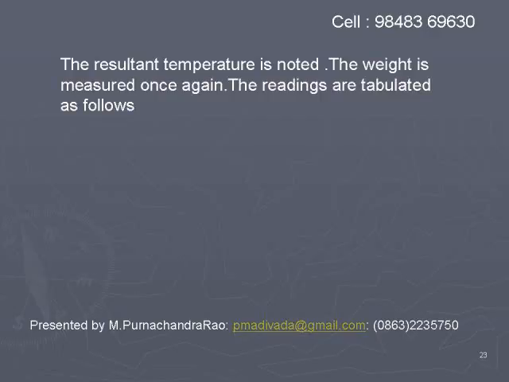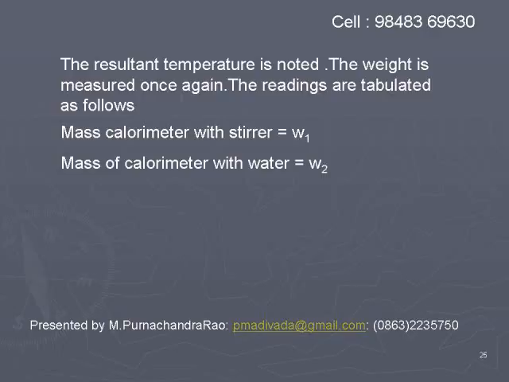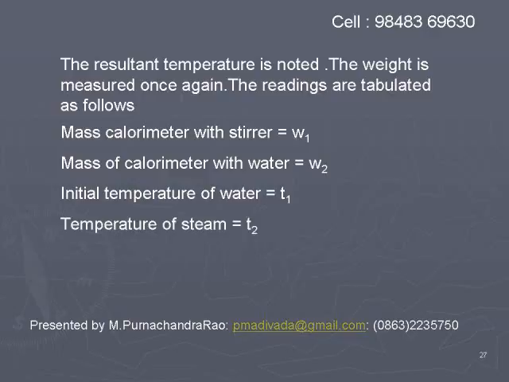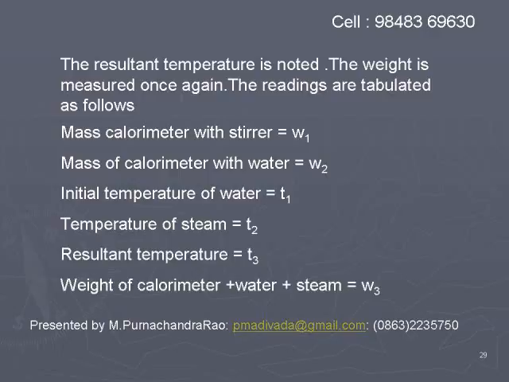The readings are tabulated as follows. Mass of calorimeter with the stirrer is W1. Mass of calorimeter with water is W2. Initial temperature of water is T1. Temperature of steam is T2. Resultant temperature is T3. Weight of calorimeter plus water plus steam is W3.